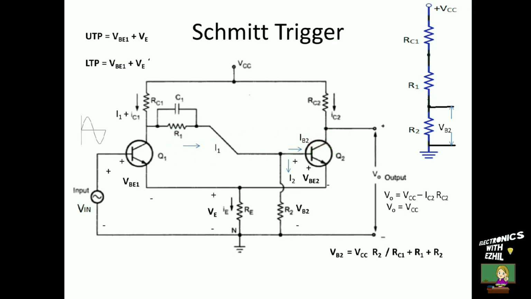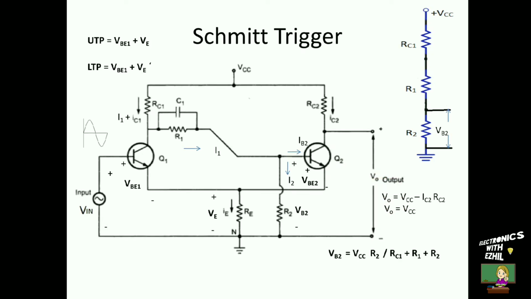Now we can calculate the voltage across the collector to emitter terminal of the transistor 2, which is the output voltage of the Schmitt trigger circuit. And this is found by subtracting the drop across this resistor RC2 from the supply voltage VCC, which is VCC minus IC2 RC2 equal to V0. The circuit now stays at this stable state VCC minus IC2 RC2.